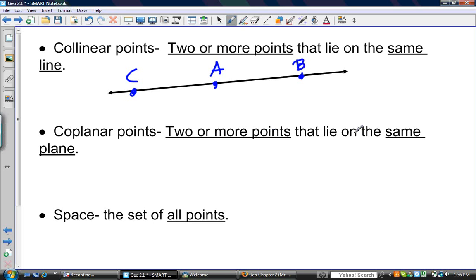Coplanar points are two or more points that lie on the same plane. So if I have a plane here, I could have A, B, and C. Now space is the set of all points. So space would be our 3-dimensional space. Anything in our 3-dimensional world, we could put a point on, and since space is all the dimensions that we can understand, that includes all of the points.